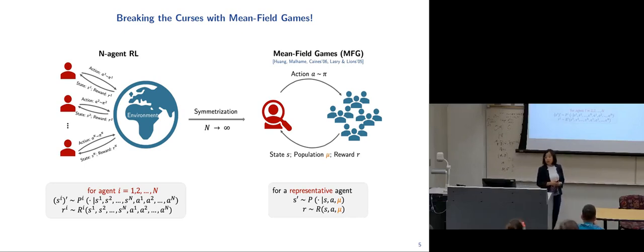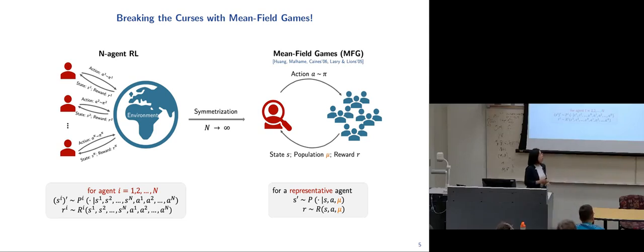Okay? And we know that if all these agents' dynamics and rewards are symmetric, in the sense that they are the same for all agents, and if the number of agents in the system n goes to infinity, then we can obtain an abstract simplification of the so-called mean field games. In mean field games, all the individual interactions can be replaced simply by the interaction between a representative agent and the population, or the so-called mean field.